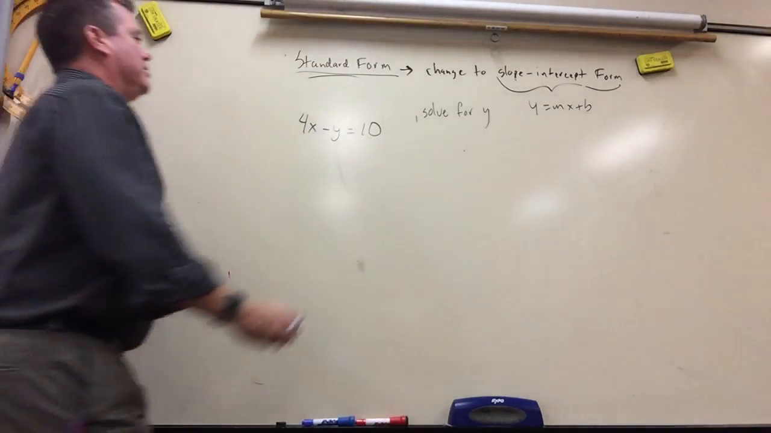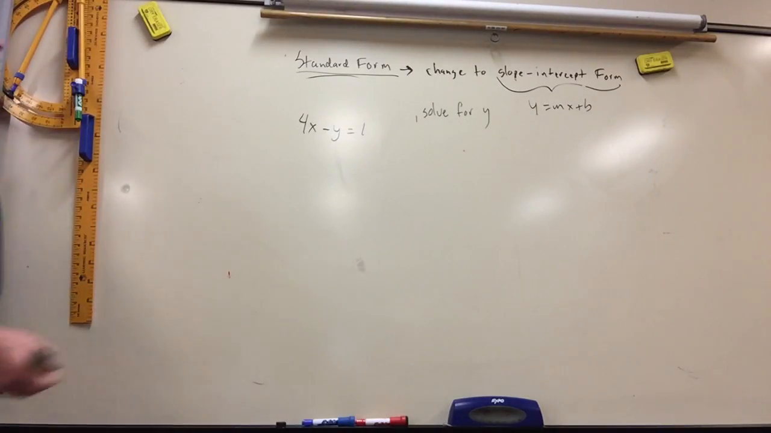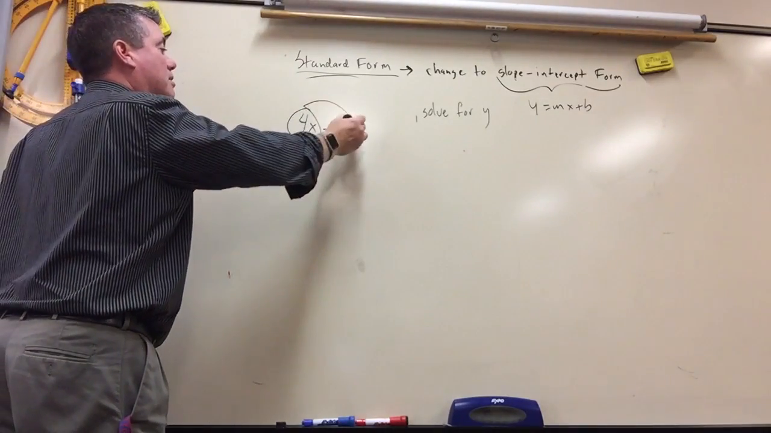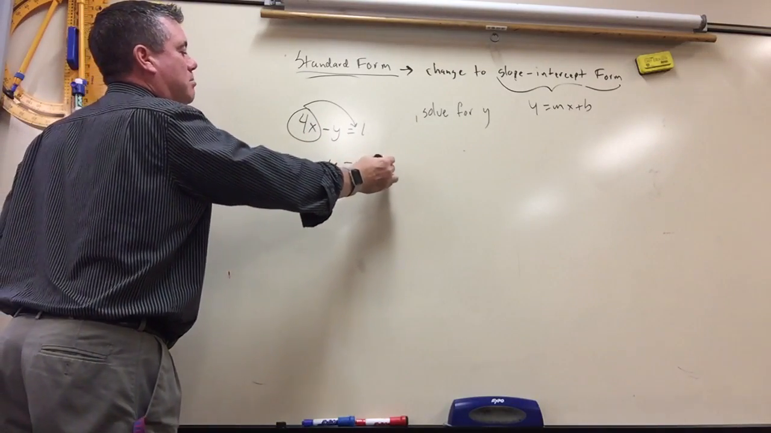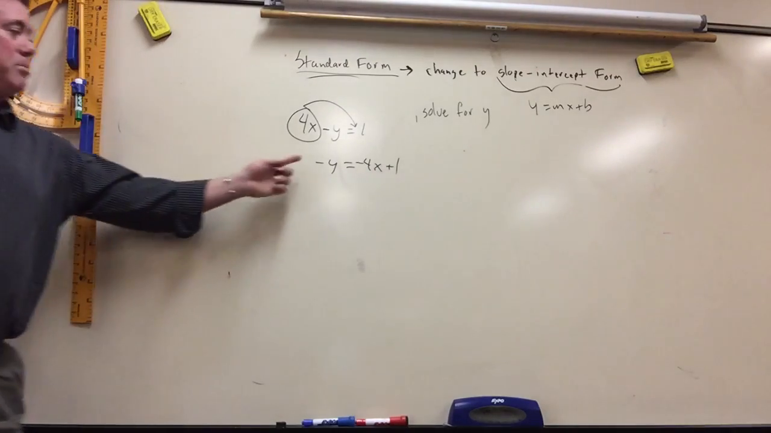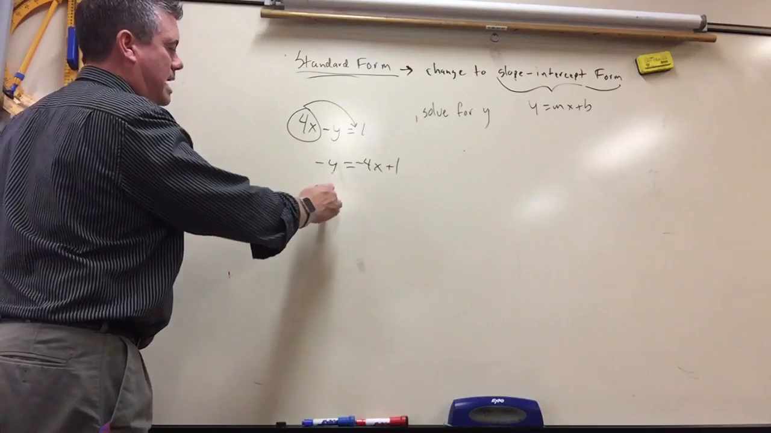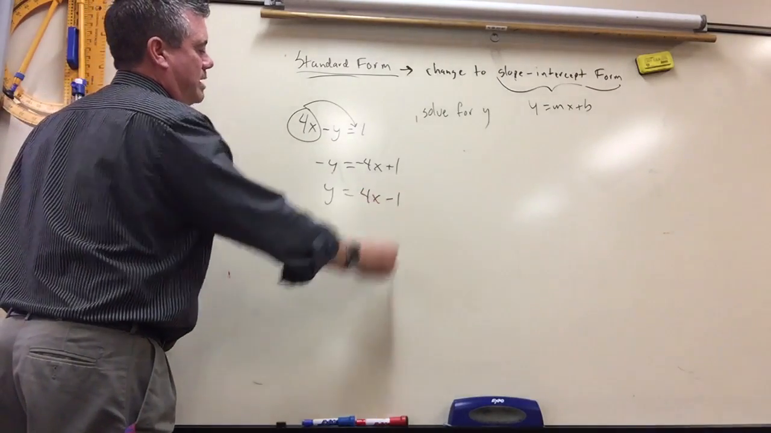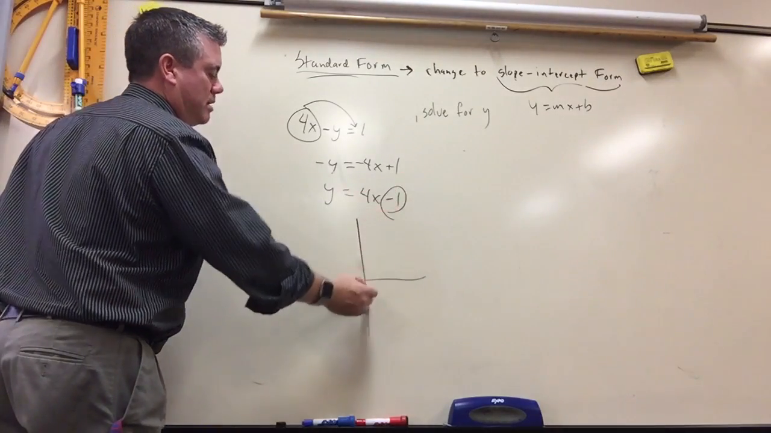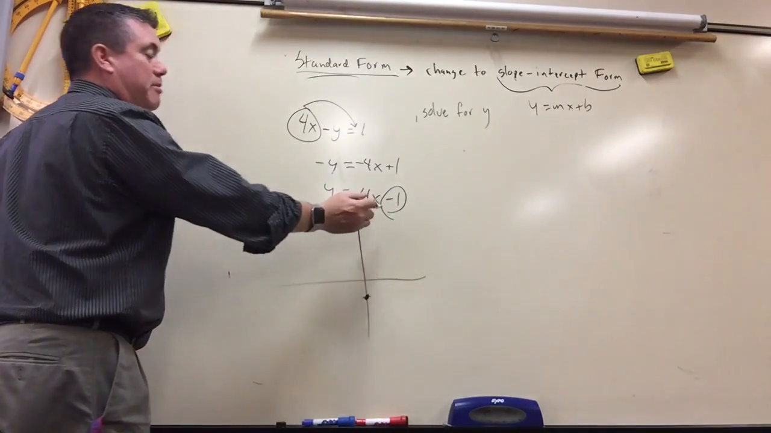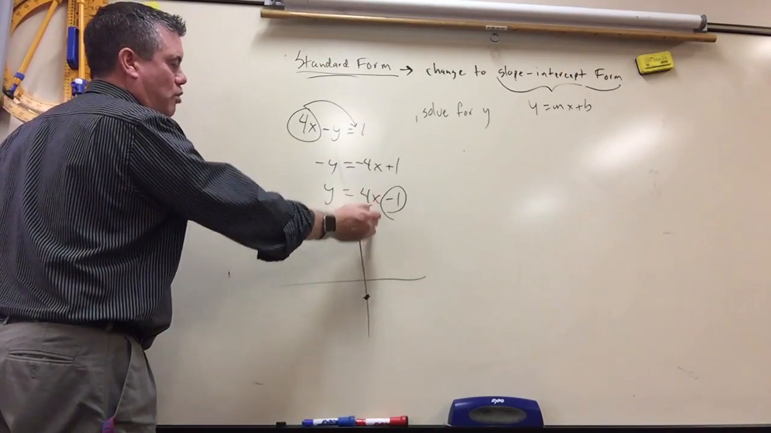Okay, now let's not do a big number like that, we'll just do 1. Okay, this one is fairly easy. All we got to do is move the 4x over. So it would be negative y equals negative 4x plus 1. But I still don't have the y by itself. Change all the signs. Positive y, positive 4x, minus 1. So this one crosses at negative 1 with the slope of 4. So remember, if it's not a fraction, make it a fraction. So I got to rise 4 and run 1.